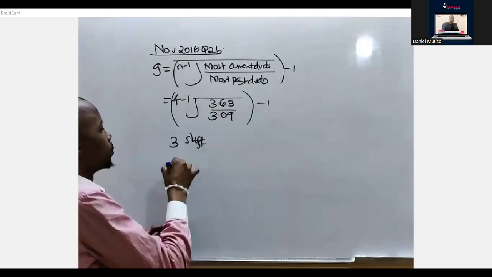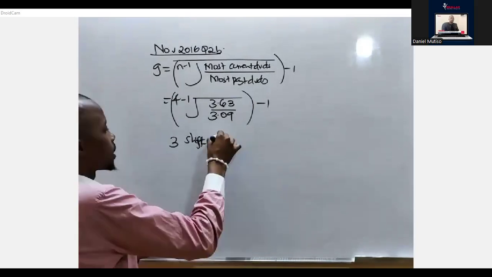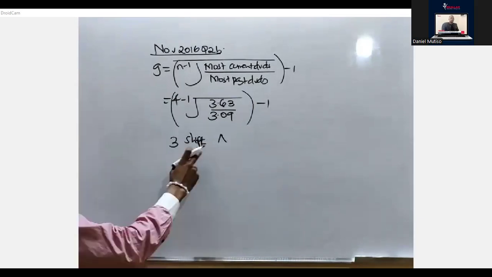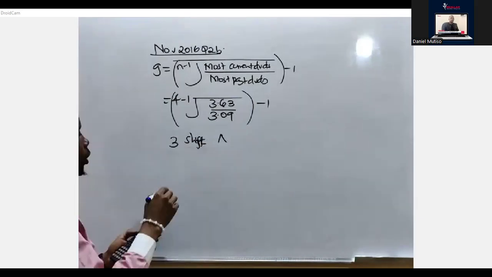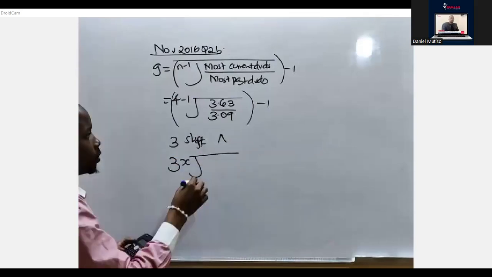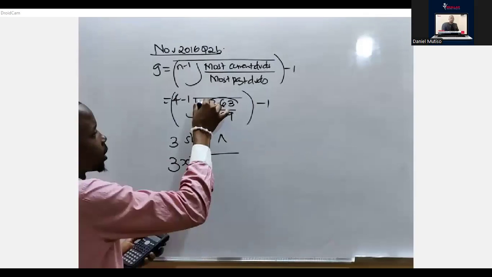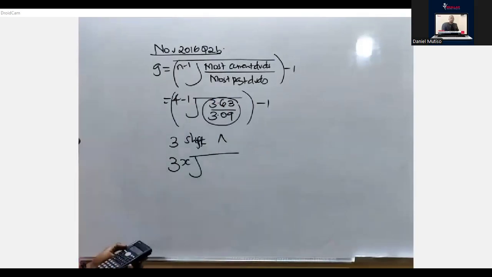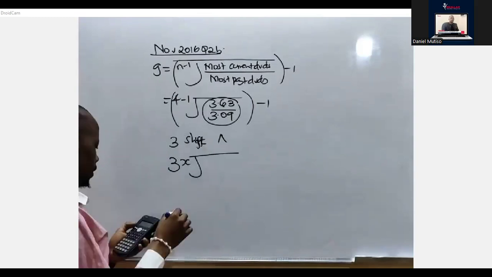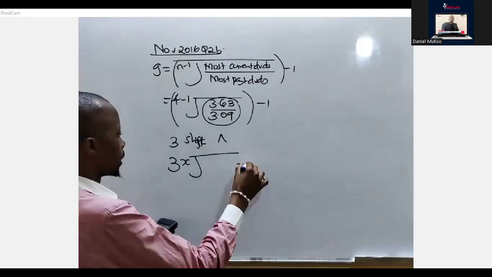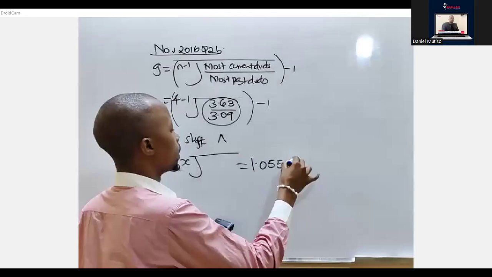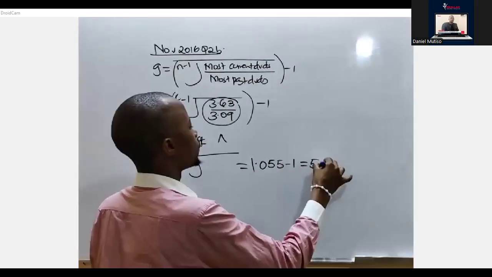You press shift, and this button looks like that. Shift this button, and we are going to be having 3 x and root now. And we put the answer, which you are able to divide these two. So my answer, which you are going to be getting here, is something like 1.055. Then we subtract 1, getting 5.5%.